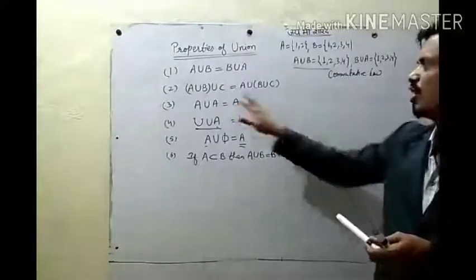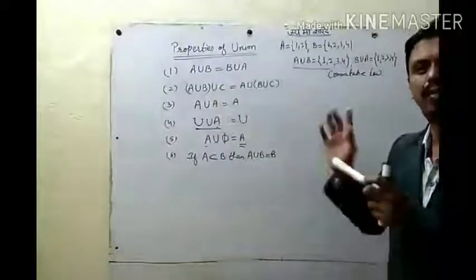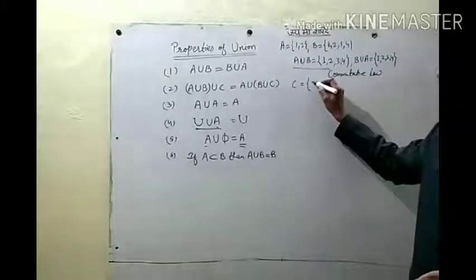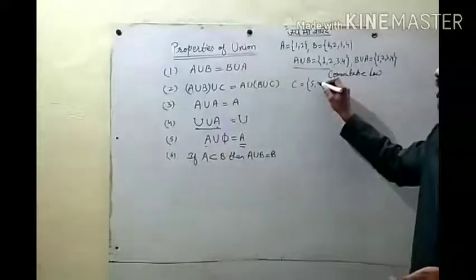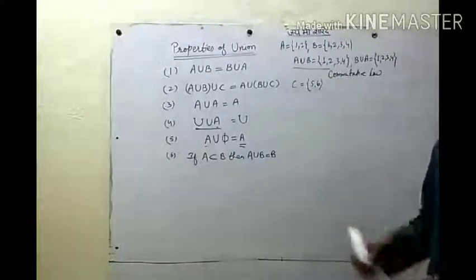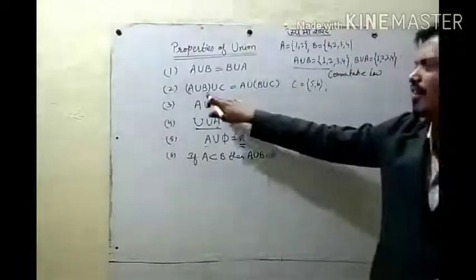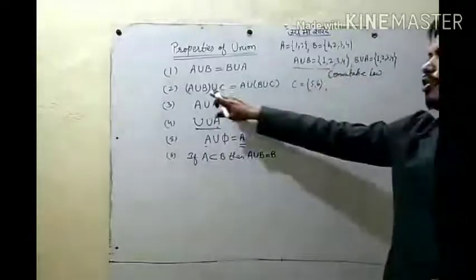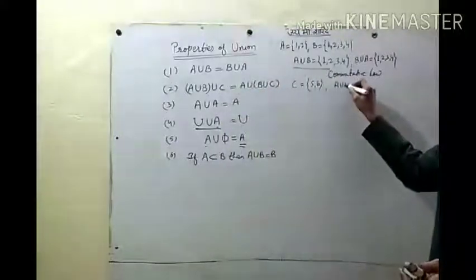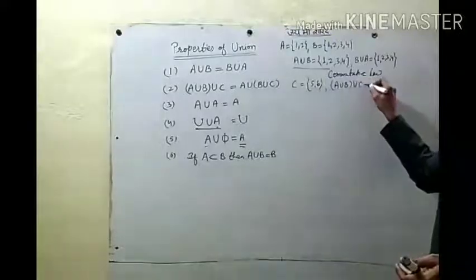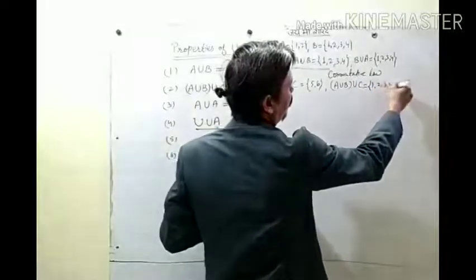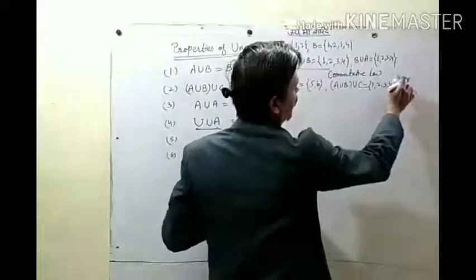Then second property is A union (B union C) is same as (A union B) union C. Means for three sets we take union in any order, doesn't matter. So take one more set C, suppose having elements 5 and 6. Now for left hand side, (A union B) union C. So A union B already we have here. Now it's union with C. So it will be 1, 2, 3, 4, then 5, 6. 1, 2, 3, 4, 5, 6. This is our left side.